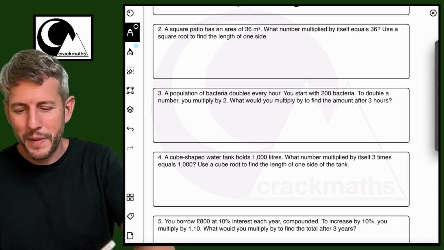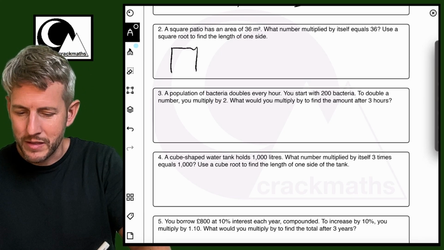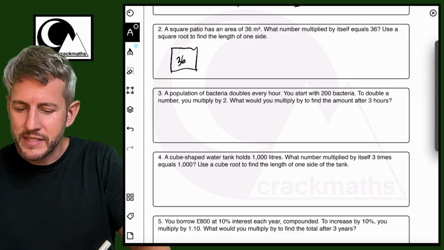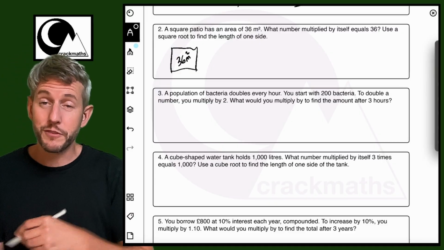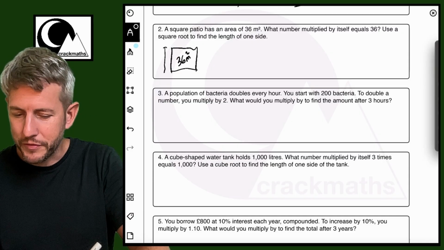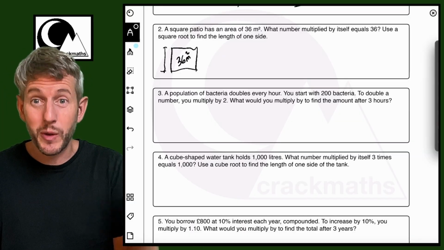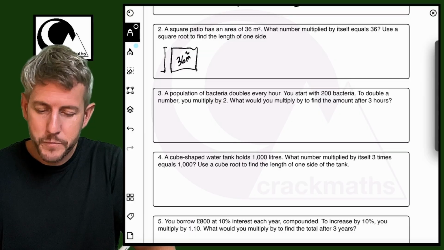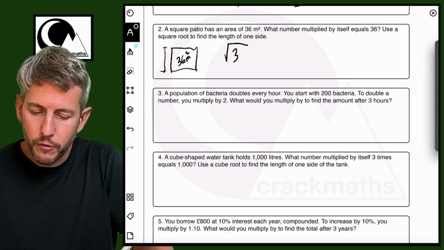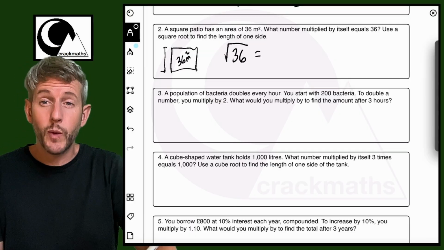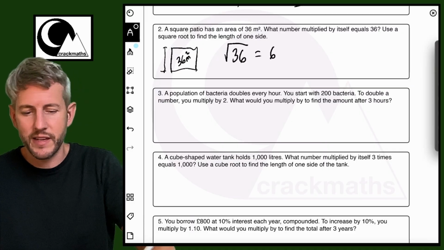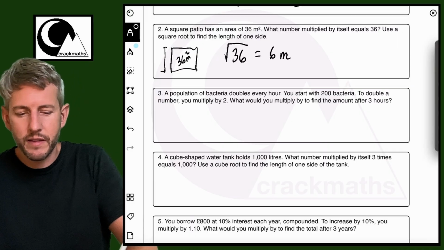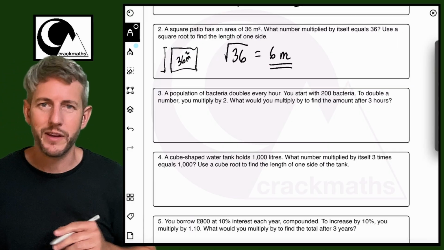Okay, so we've got a square patio like this. It's got an area of 36 meters squared, and we want to find out one side length, and it's telling us what to do. It's saying use a square root to find that out. So in order to find the side length from the square, we do the square root of 36, and the square root of 36 is equal to 6, and it's meters because that was meters squared.